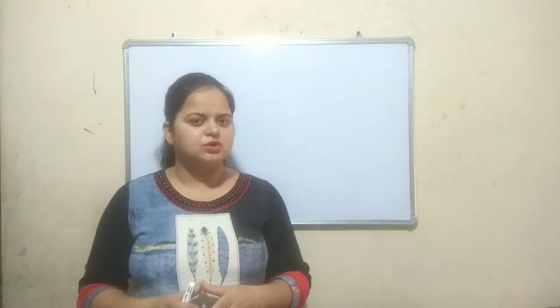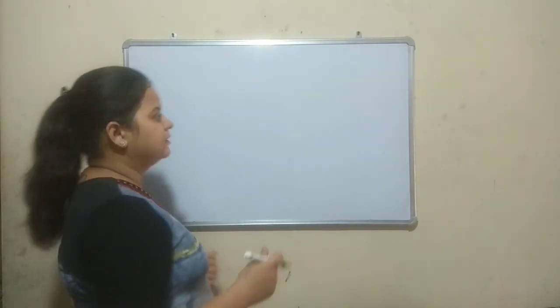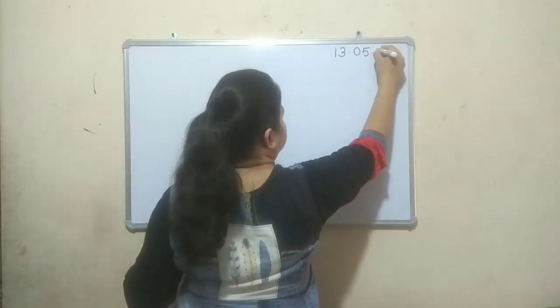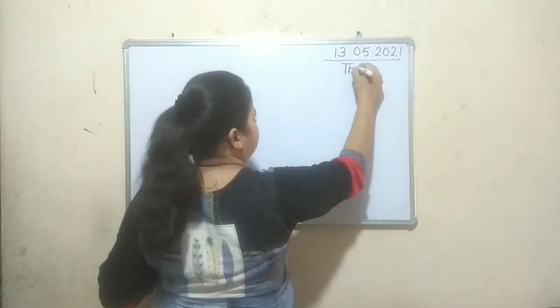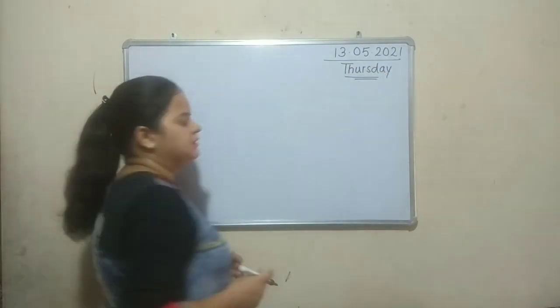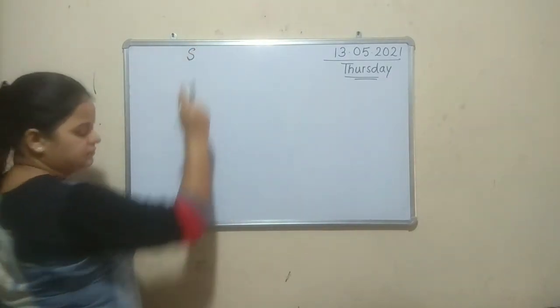And in today's class, we will do a new topic, subtraction. What will we do today? Yes, subtraction. Very good. First of all, bring out your notebooks and write date and day on that. Hurry up. The date is 13/5/2021 and day is Thursday. Today we will do subtraction. So the topic is subtraction.